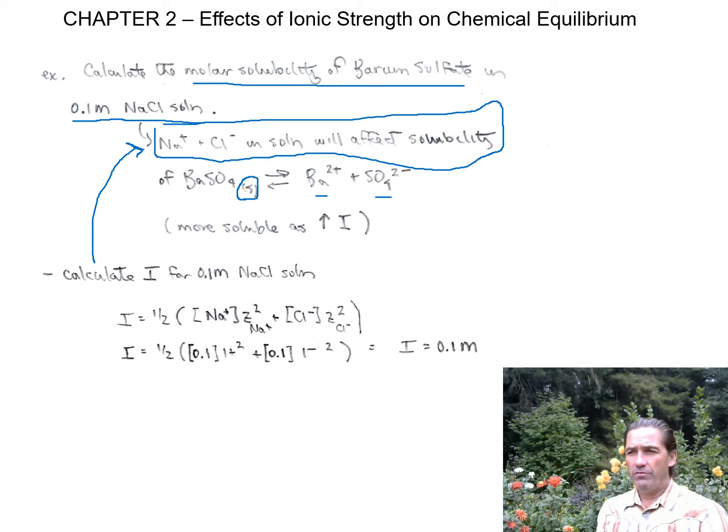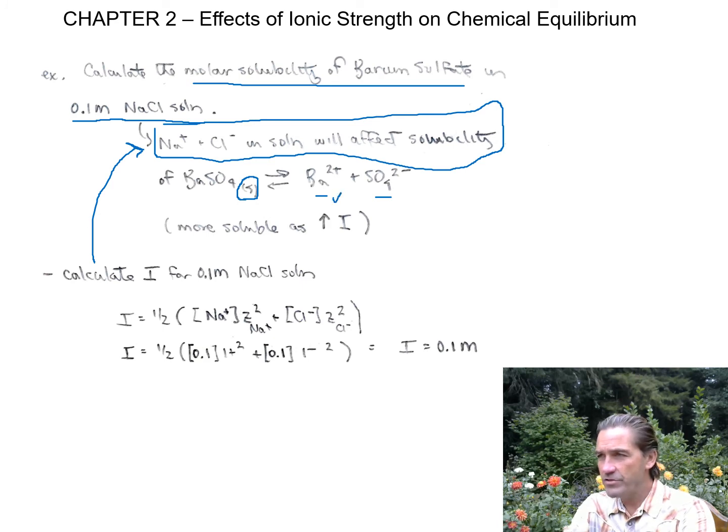So if we think back, the first thing we need to do is calculate the ionic strength. Once we have the ionic strength, we can look in the tables and look up the activity coefficients for barium and for sulfate. That's the plan. And from there, we'll be able to calculate a new equilibrium constant and then find the solubility. So that is the plan.